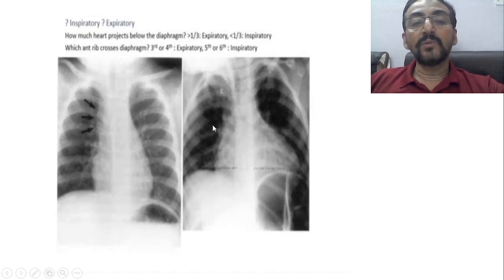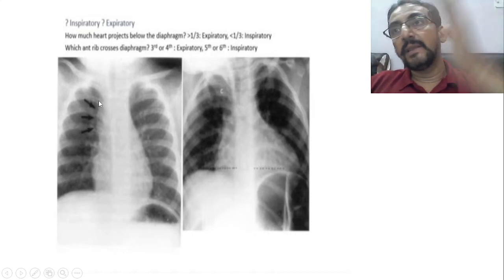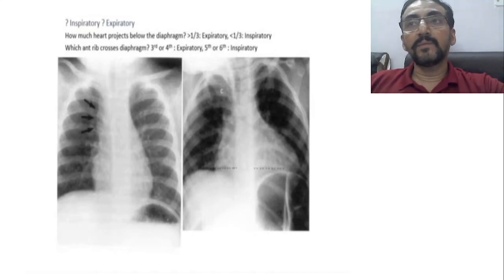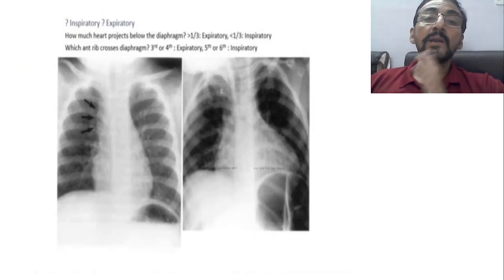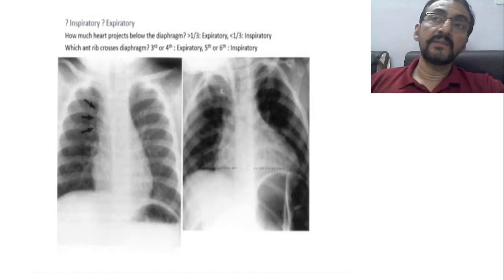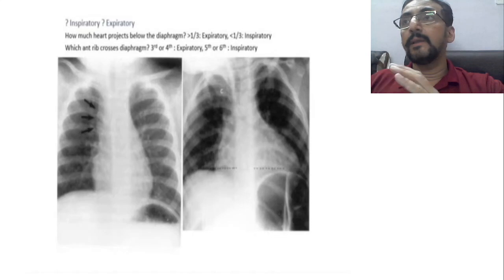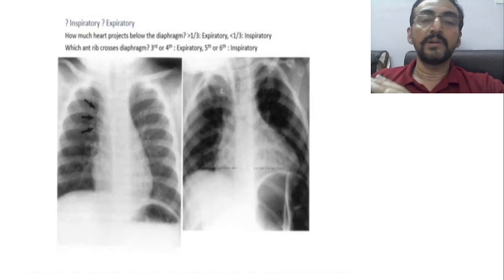Now in this case, only 2 or 3 ribs are clearly visible: 1, 2, 3. But here the visible ribs are 1, 2, 3, 4, 5. So by looking at the number of ribs which are visible, we can say whether it's inspiratory or expiratory. We'll see better examples also. Preferably the X-ray should always be an inspiratory film.